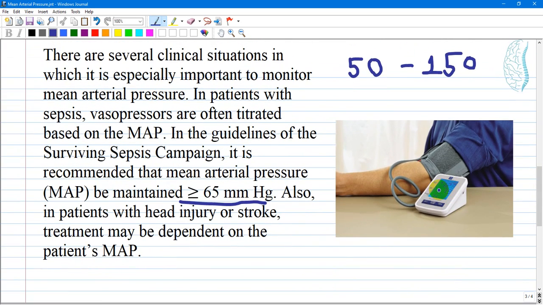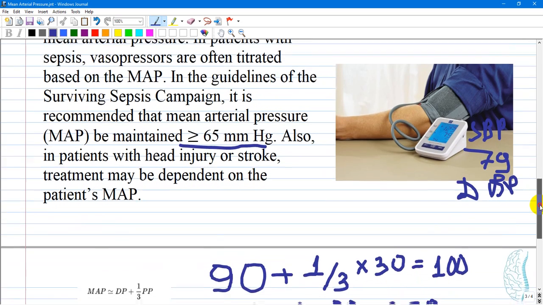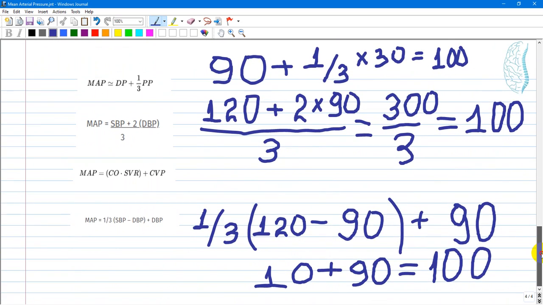On this monitor you see up 123, which is the systolic blood pressure, and below it is 79, which is the diastolic blood pressure. And knowing these two numbers, we can calculate mean arterial pressure. There are many formulas, like mean arterial pressure equals diastolic pressure plus 1/3 of pulse pressure. Pulse pressure is equal to the difference between systolic blood pressure and diastolic blood pressure.